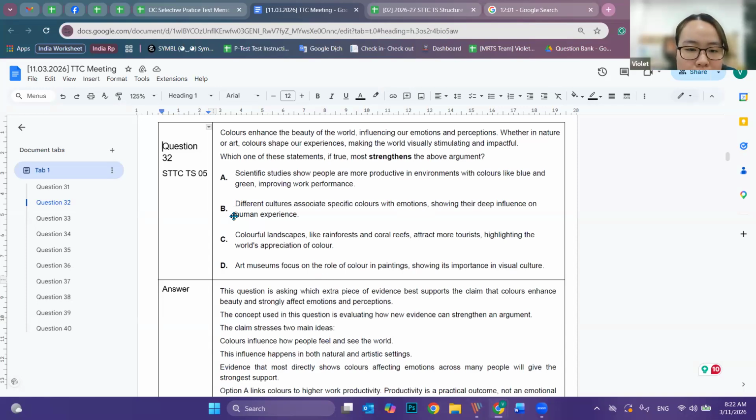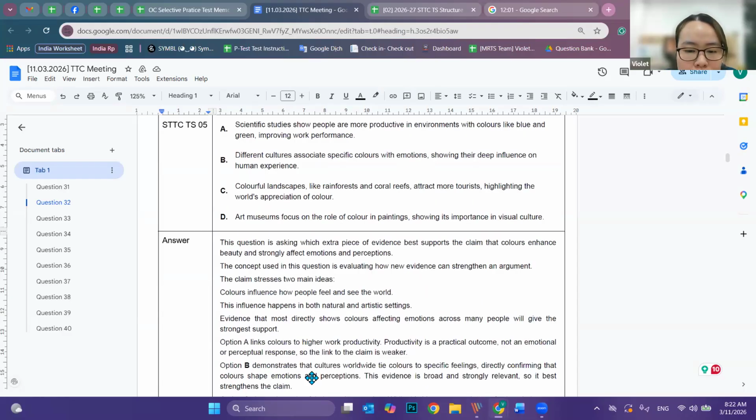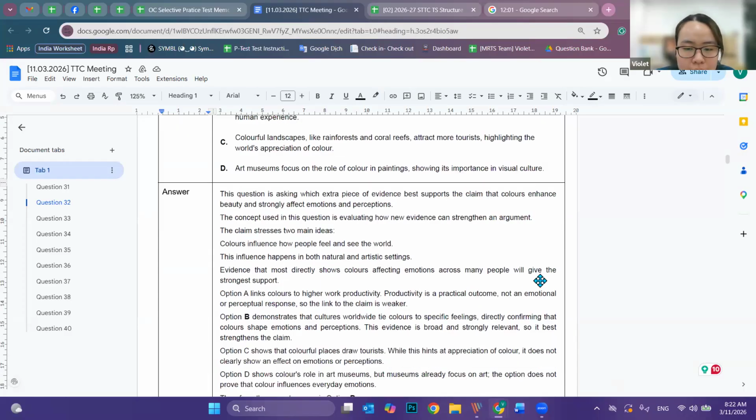And we see that option B demonstrates that cultures worldwide tie colors to specific feelings, which directly confirms that colors shape emotions and perceptions. This evidence is strongly relevant, and it strengthens the claim. So option B would be the correct answer.